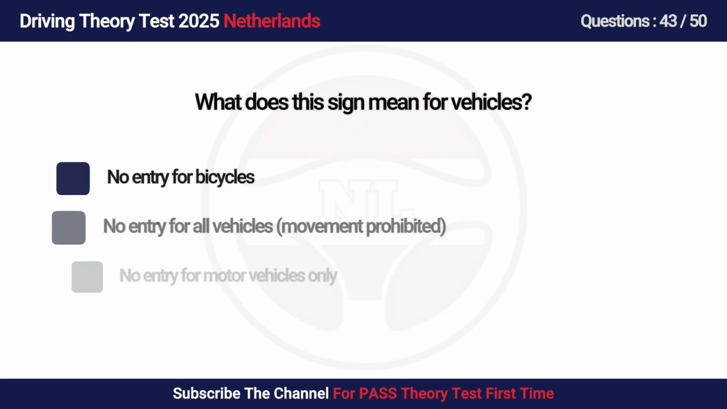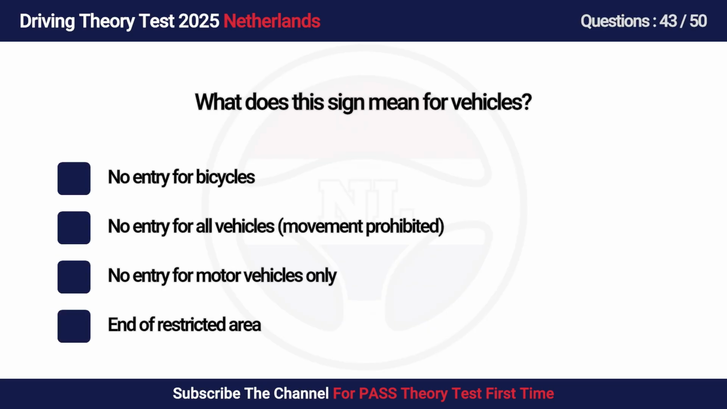Question 43. What does this sign mean for vehicles? A. No entry for bicycles. B. No entry for all vehicles, movement prohibited. C. No entry for motor vehicles only. D. End of restricted area.